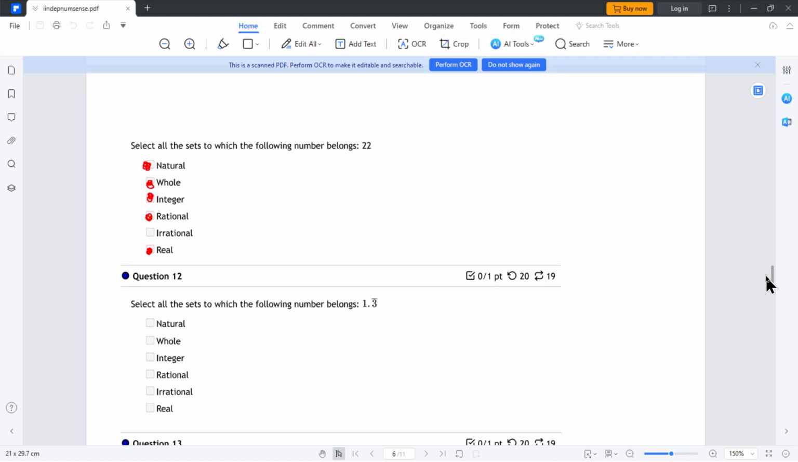Number 11, 22 belongs to which one of these? Is it a natural number? Yes. Is it a whole number? Yes. Is it an integer? Yes. Can it be written as a fraction? Is it a rational number? Yes. Is it a real number? Yes, it is.